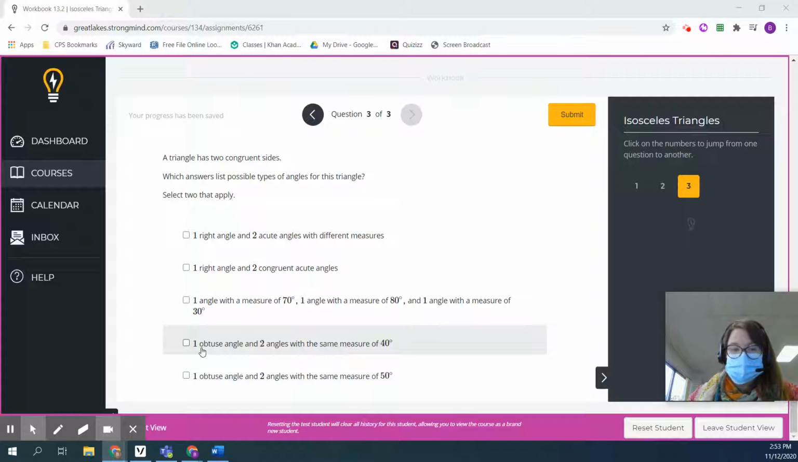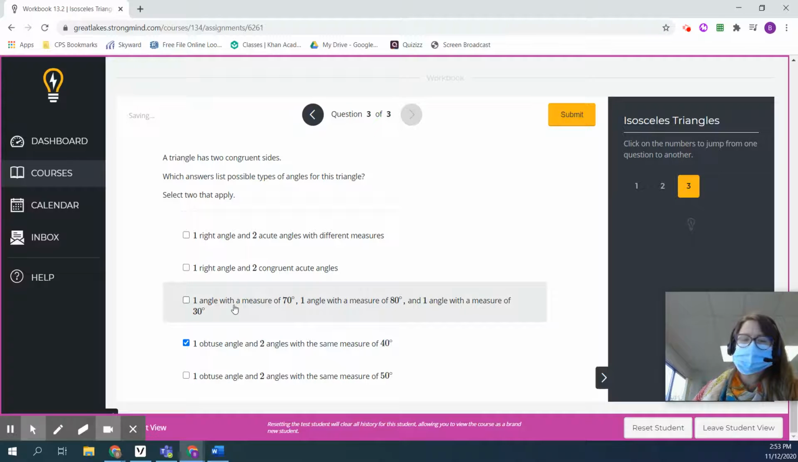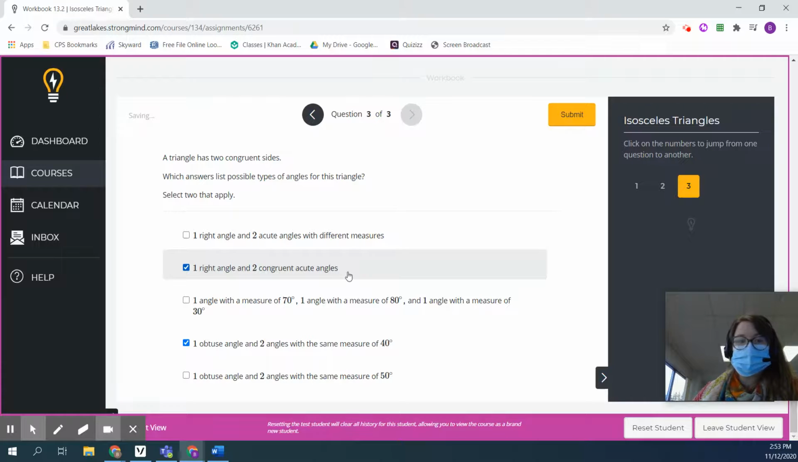Then we have one obtuse angle and 2 angles with the same measure of 40 degrees. 40 plus 40 is 80, and that leaves the other one to be 100, which is obtuse. So that can be that one. If it's isosceles, we know that 2 of the angles have to be the same. Here they list 3 totally different angles, so it can't be that one. It can be 1 right angle and 2 congruent acute angles, which would be 45 and 45. It could not be 1 right angle and 2 acute angles with different measures. So I'm submitting that one.